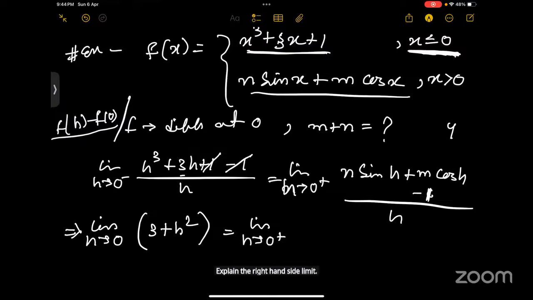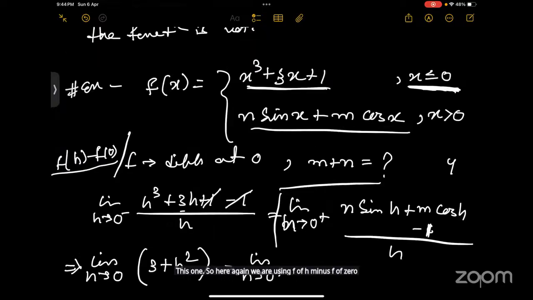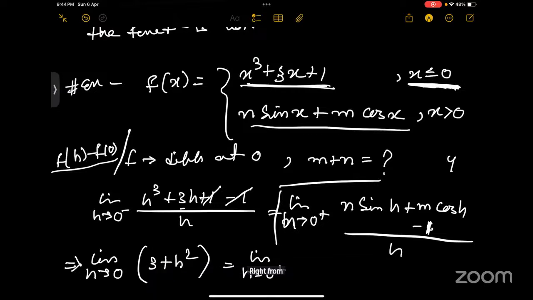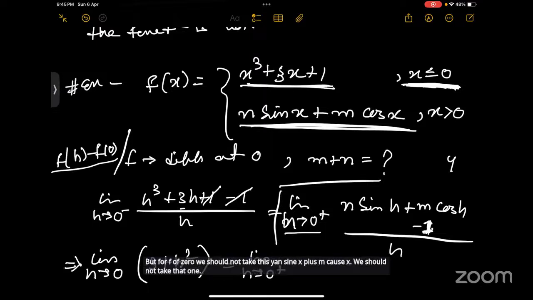This right hand side, 0 plus limit. Here again we are using f of h minus f of 0, right? F of 0 is 1, right? And h tending to 0 plus means we will take this. How does f of 0 become 0 now? Not 0. F of 0 is 1. How? Here we have the equality. For f of 0, you have to take 0 instead of x. But for f of 0, we should not take this n x sin x plus m cos x. We should not take that one. F of h we are taking.